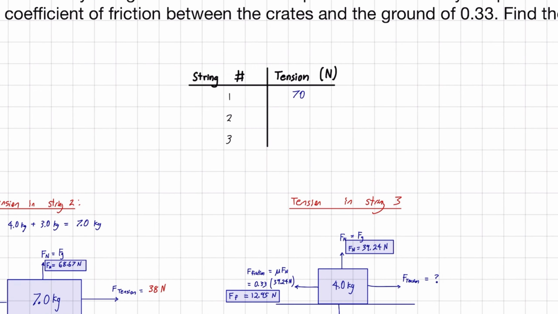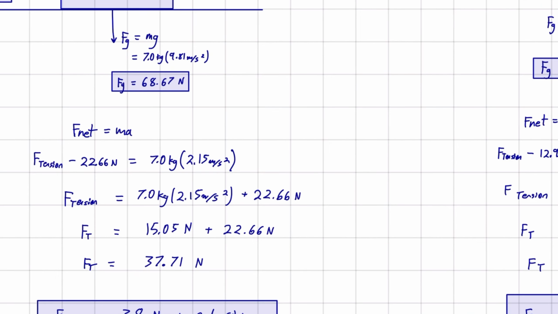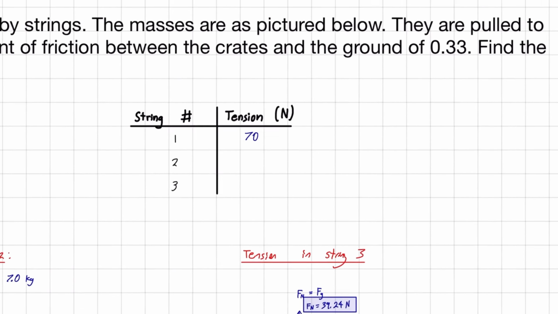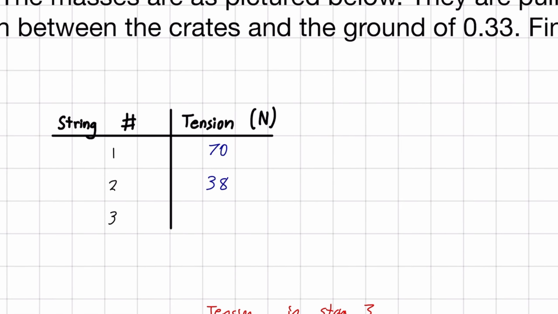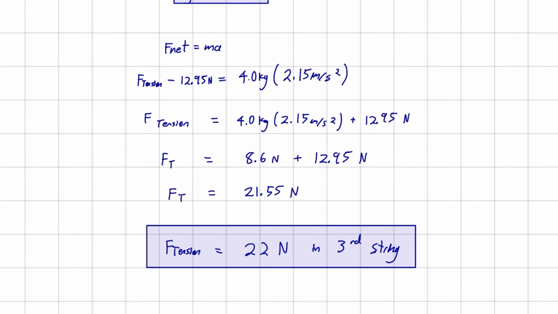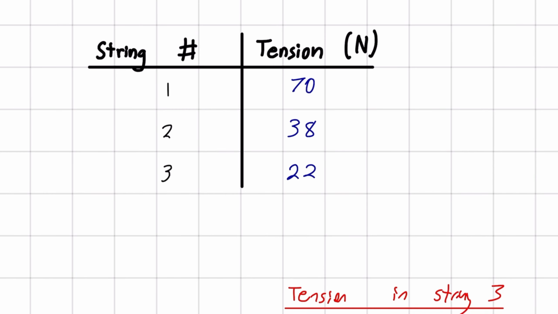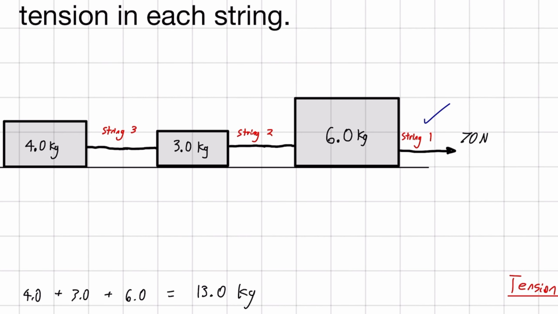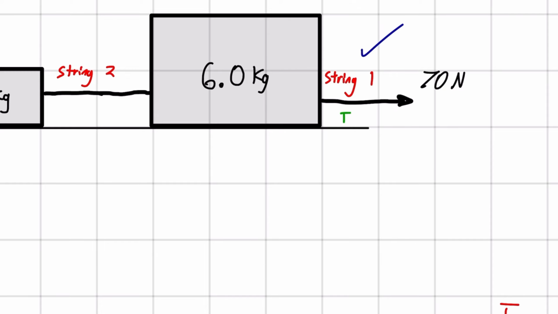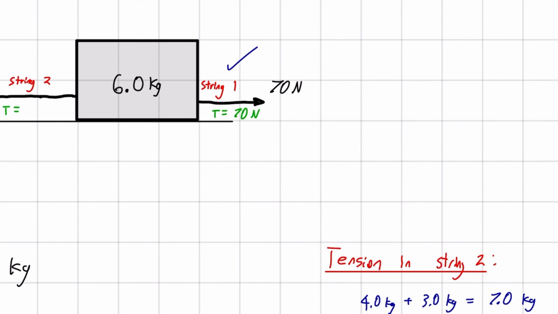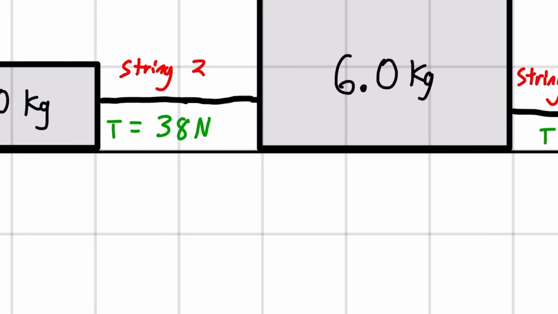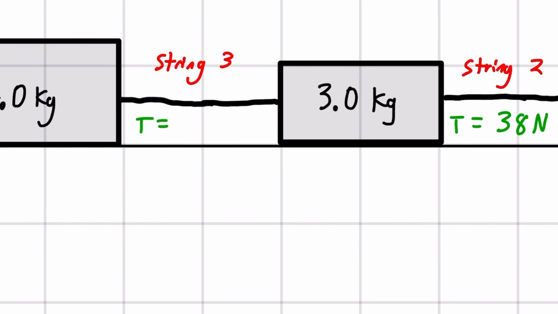All right, so let's add these values to our table here. So 38 newtons in the second string, and 22 newtons in the third string. And I want to write these out here as well. So remember, tension was equal to 70 newtons. Tension was equal to 38 newtons. And tension is equal to 22 newtons.